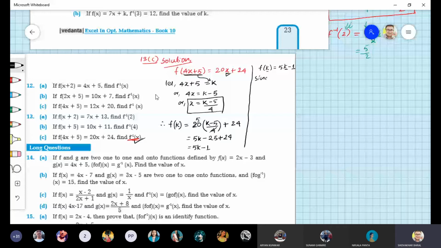Since k is an arbitrary variable, I told you earlier. Can you tell me what is the meaning of arbitrary?